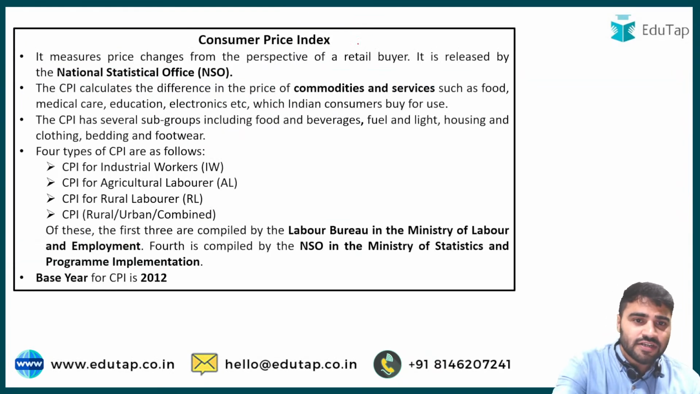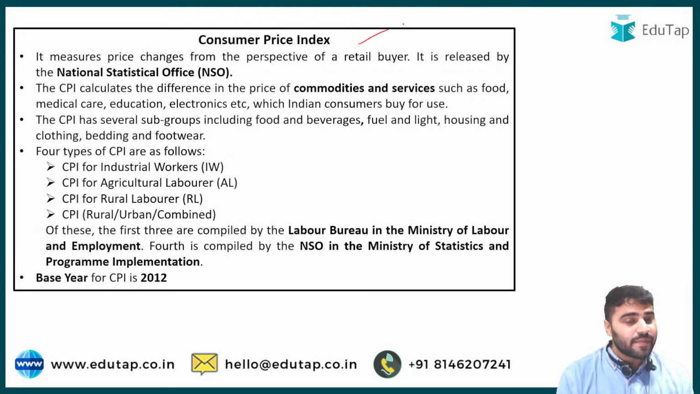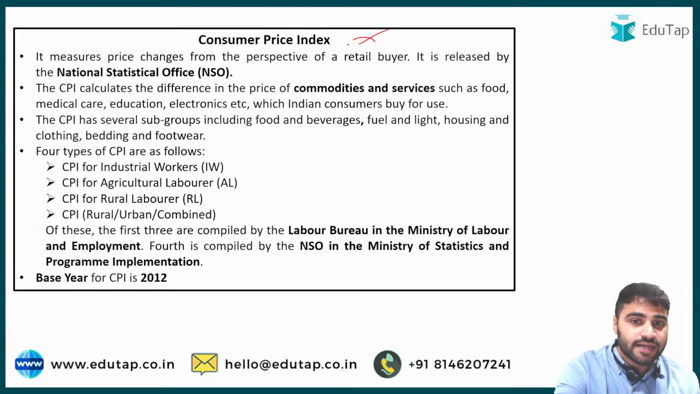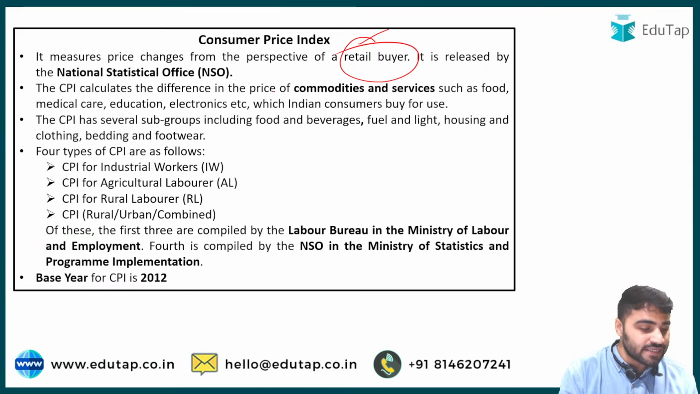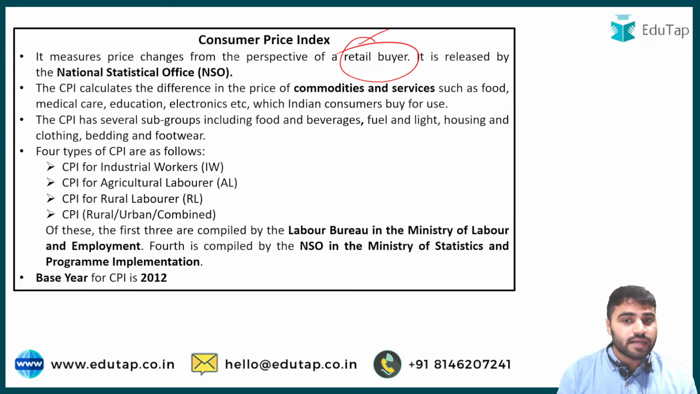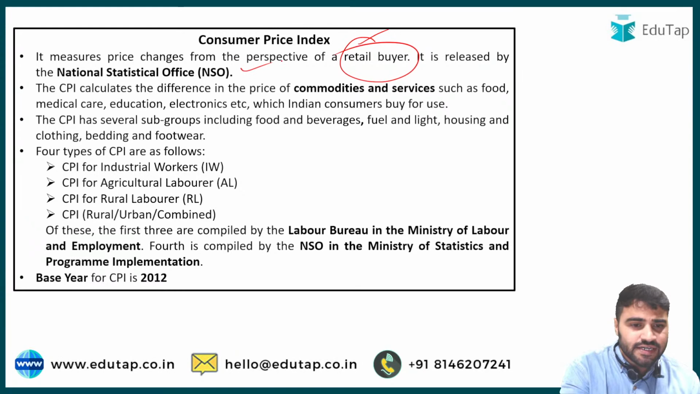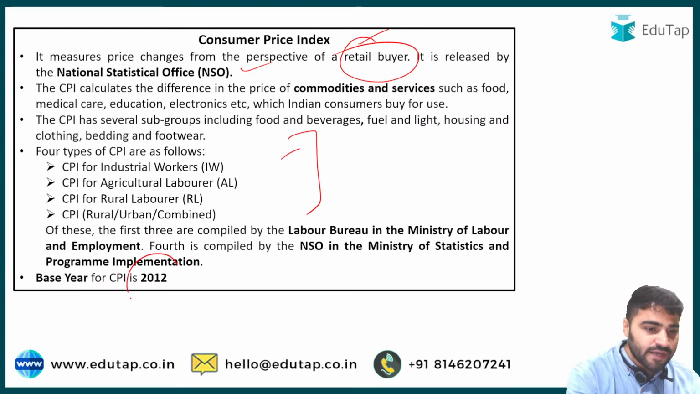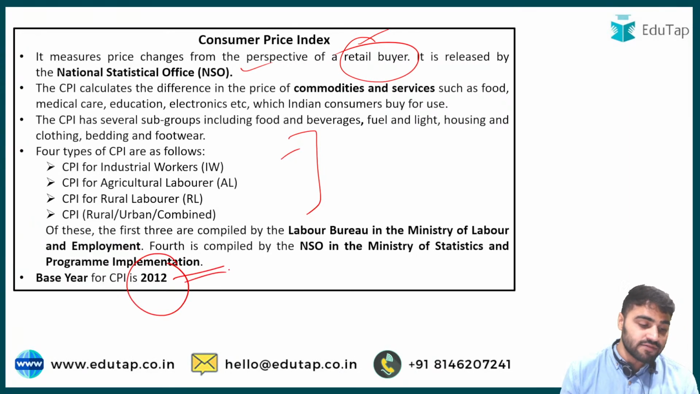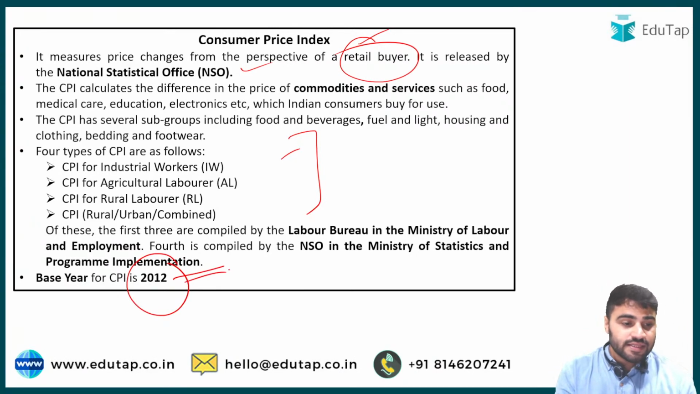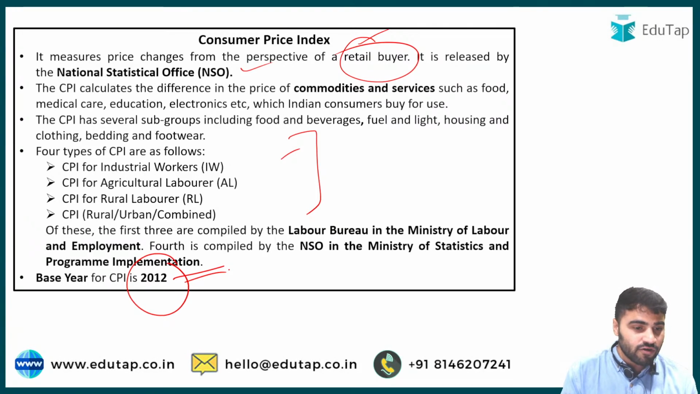So here is the detail of the consumer price index. It measures price change from the perspective of a retail buyer, right? Since we are talking about the consumer price index, it basically measures price changes from the perspective of a retail buyer. It is released by the National Statistical Office, and the rest of the details you can read from the explanation itself, right? So guys, the base year for CPI is 2012. This is also asked various times in examinations, that what is the base year for different indices like CPI, wholesale price index, IIP. So you have to have an idea about the base year for different indices.